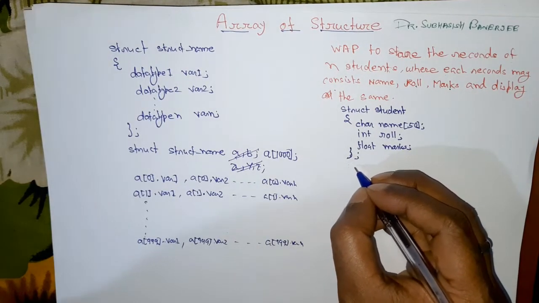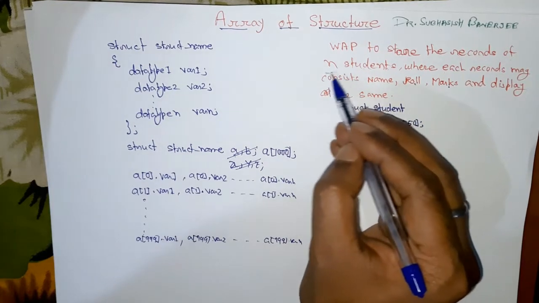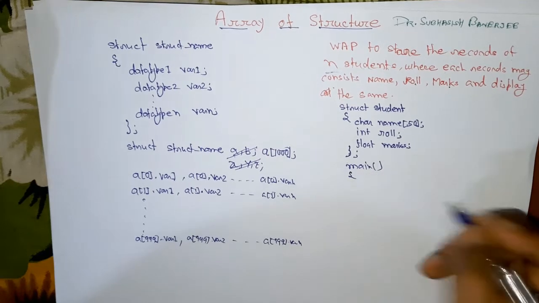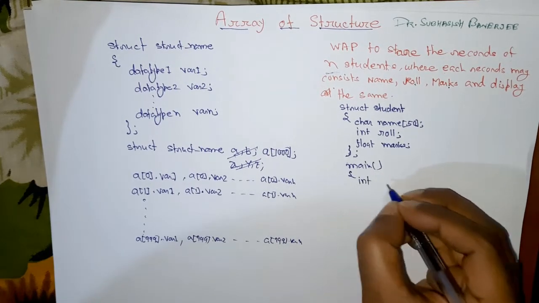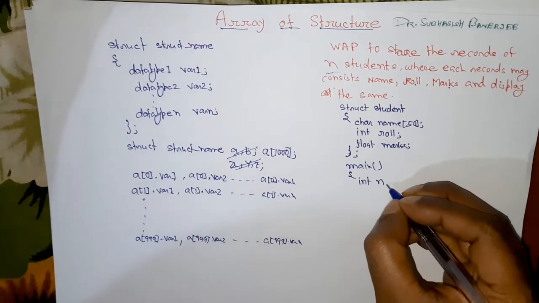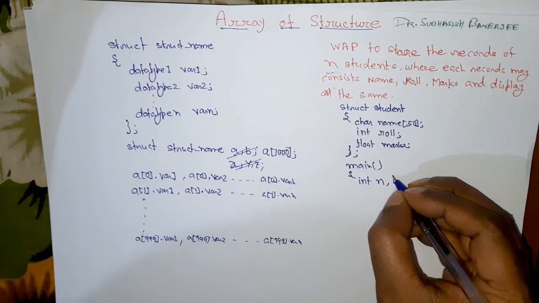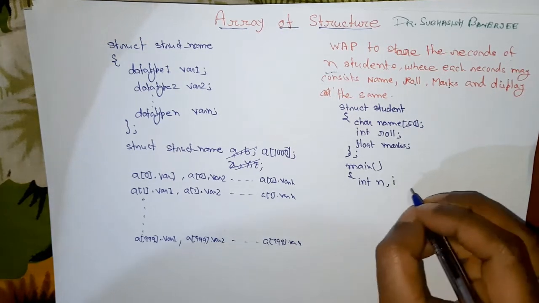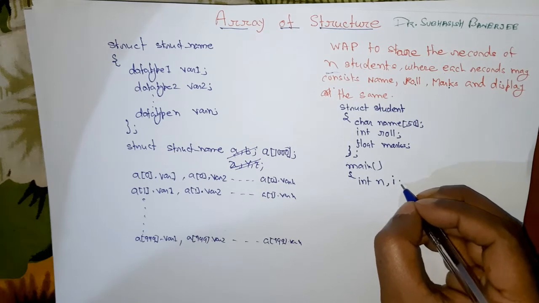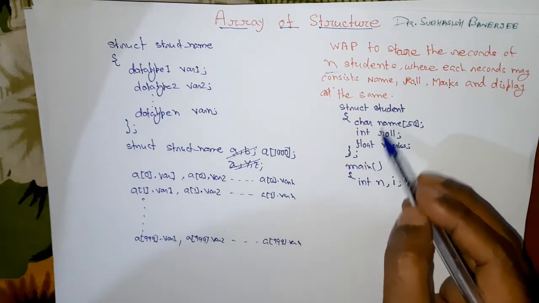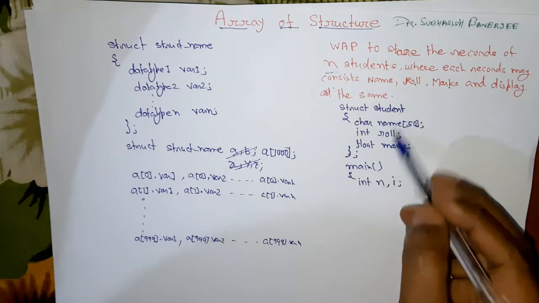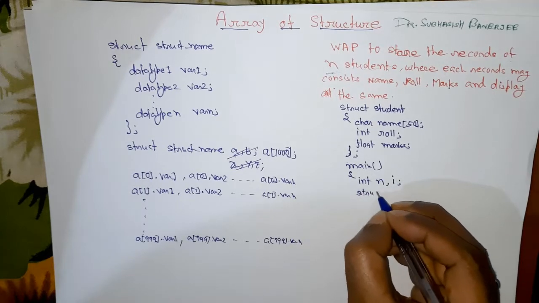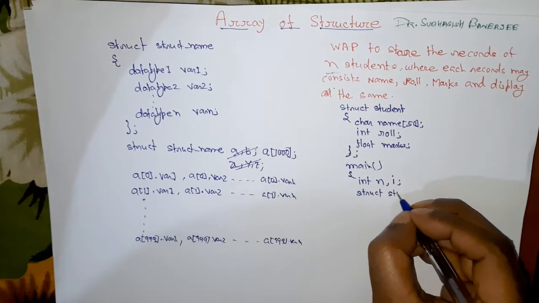Now we are going to store the record of how many students? We'll have to store n number of students. So inside the main, we need to have n, because we are going to store the record about n number of students, as well as for iteration purposes, means for the first student, second student, up to n number of students, we need iterations. Let's have i, and for storing the record in this structure, we need the structure variable, or the instances of this structure. So it should be struct student.